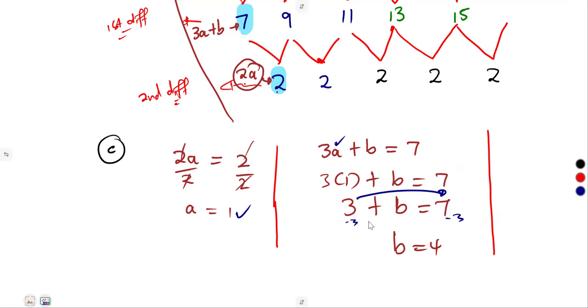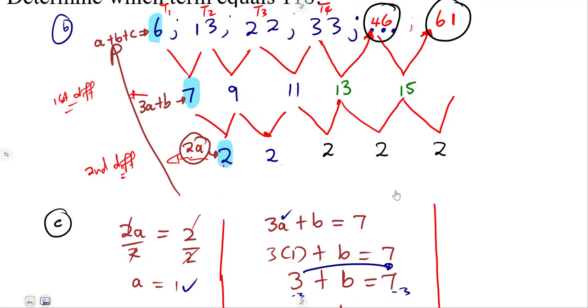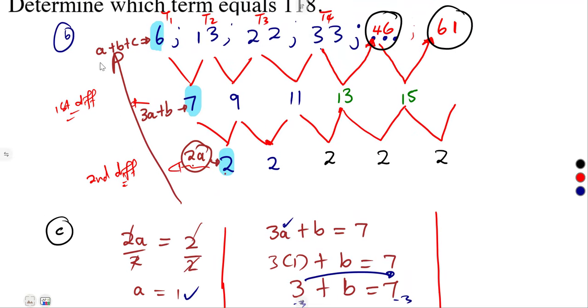You have the value of b. You are left with c. From where the first part, a plus b plus c, is equal to 6, which is our T1. So we can take that a plus b plus c is equal to 6.